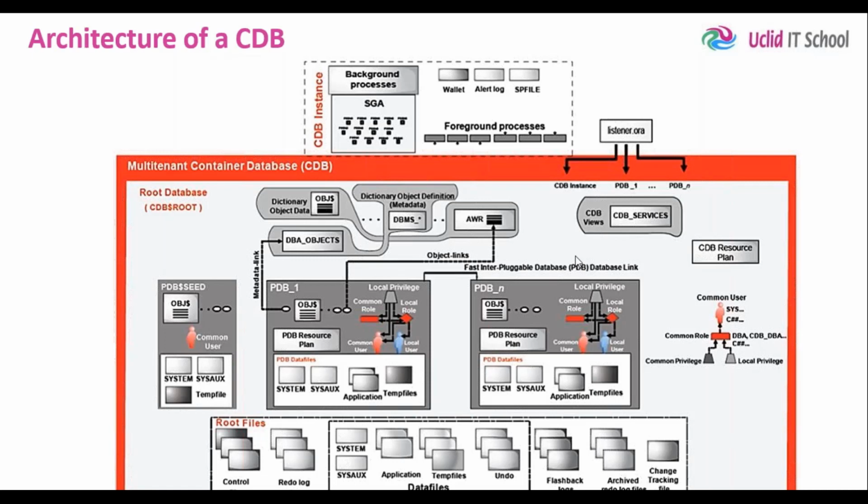And when you create users, you can create common users or local users. A common user is created in the root and shared with all the PDBs. A common user can connect to any PDB as long as the privilege is there for the common user. What privilege is required to connect to a PDB? The CREATE SESSION privilege. So a common user exists in every PDB. On the other hand, you have a local user. A local user is created in a PDB and exists only in that PDB.